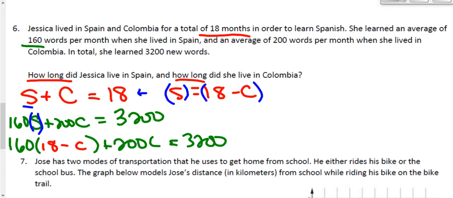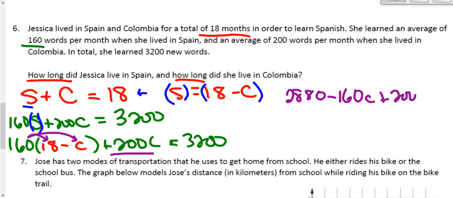I have one equation with just C in it. I'm going to start solving for C by distributing this 160 inside my parentheses. 160 times 18 is 2,880. 160 times negative C is just negative 160C. And then we still have this plus 200C, and it still equals 3,200.